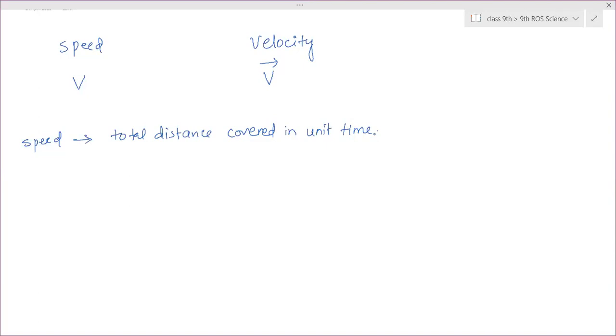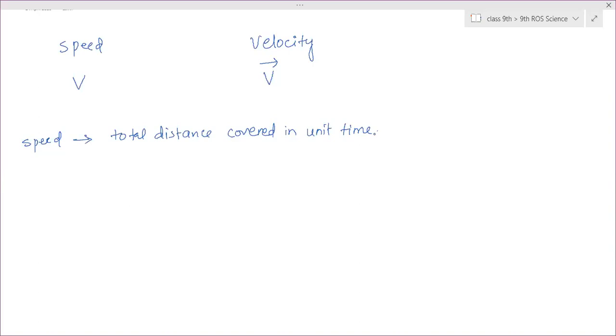It compares the distances covered by two different objects, or by the same object under different conditions. That comparison is done by a physical quantity called speed. Speed tells us the total distance covered in unit time. Unit time means 1 unit of time, like 1 second, 1 minute, 1 hour, maybe 1 day, 1 month, or 1 year. These are all units of time. So unit always means 1. It can be considered as 1 second, 1 minute, or 1 hour.